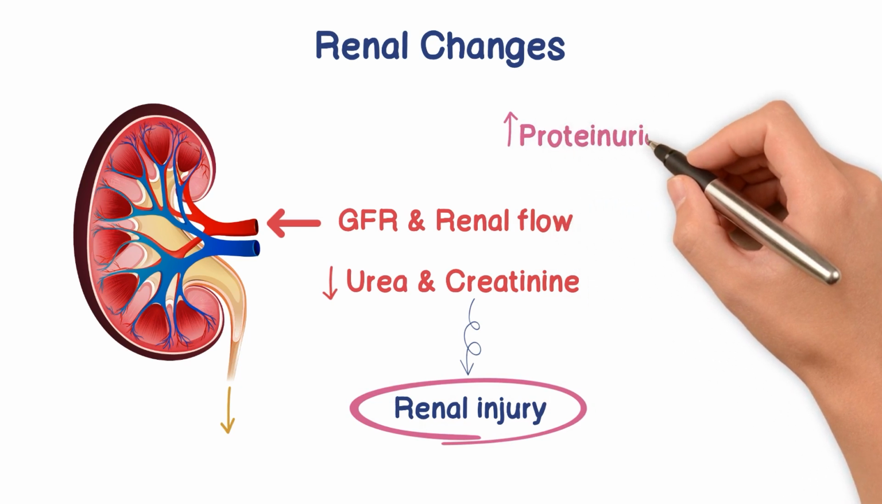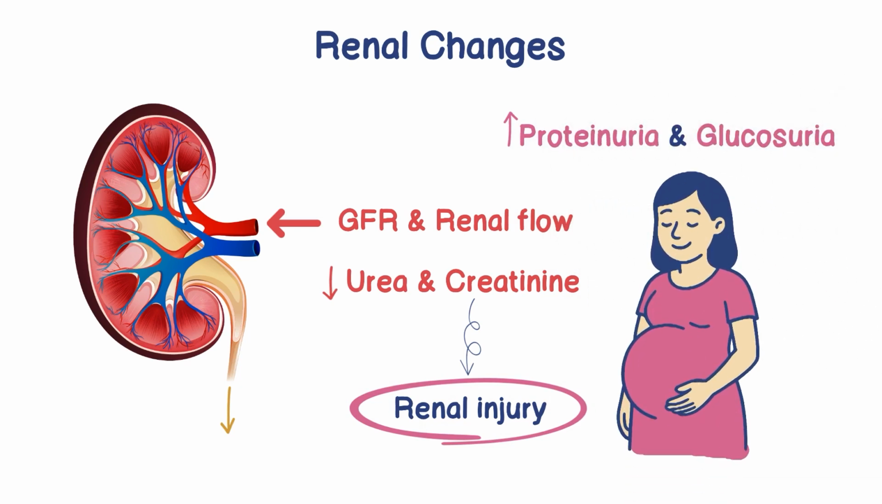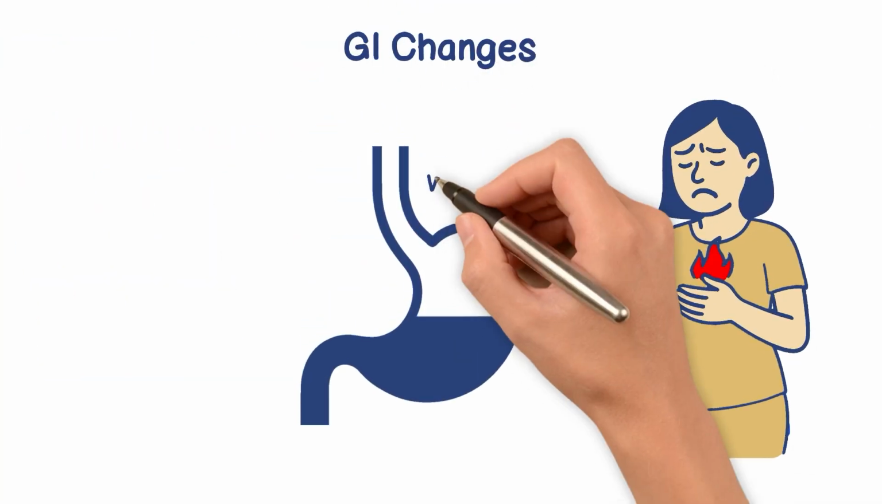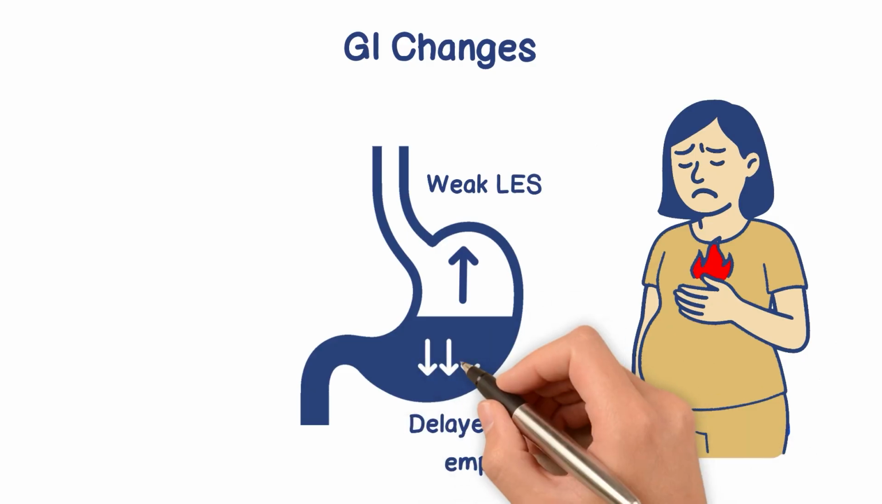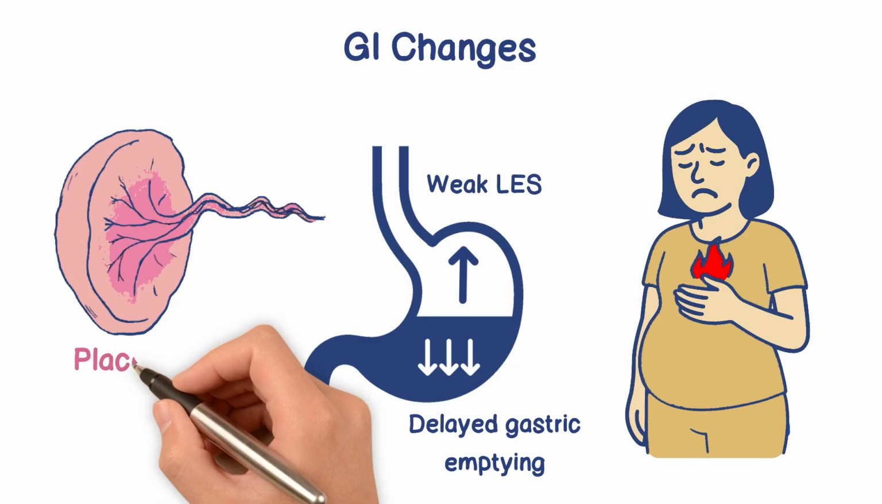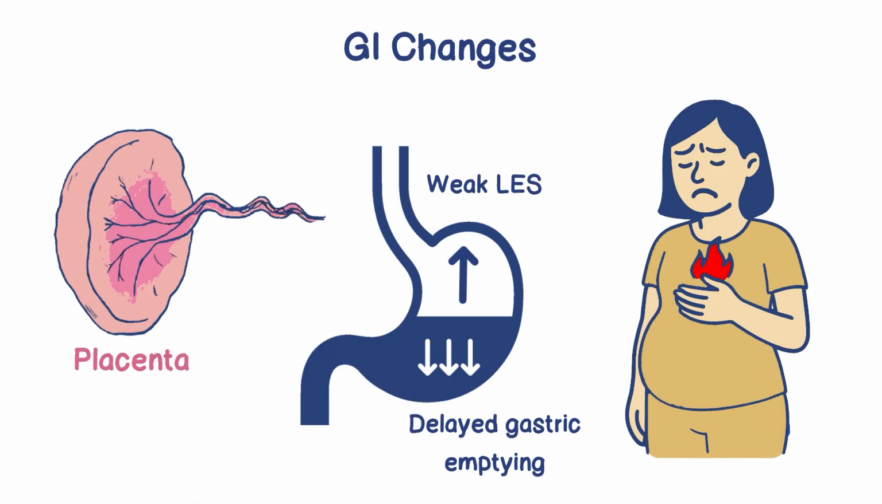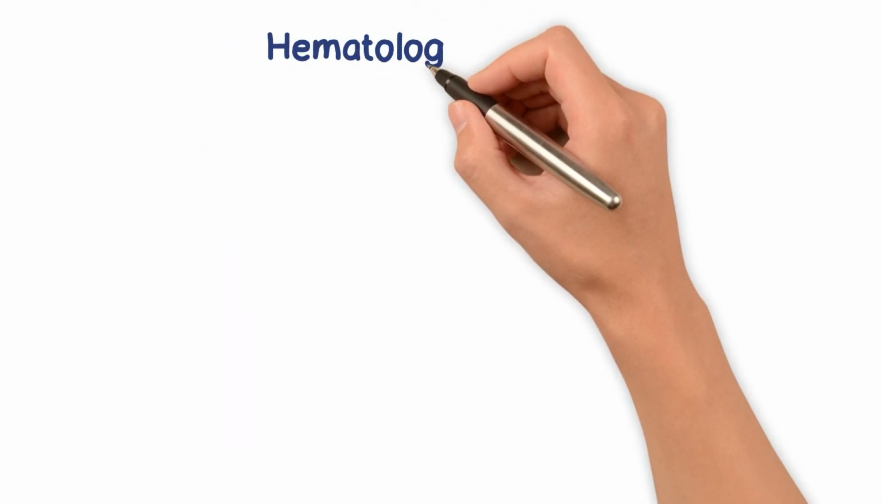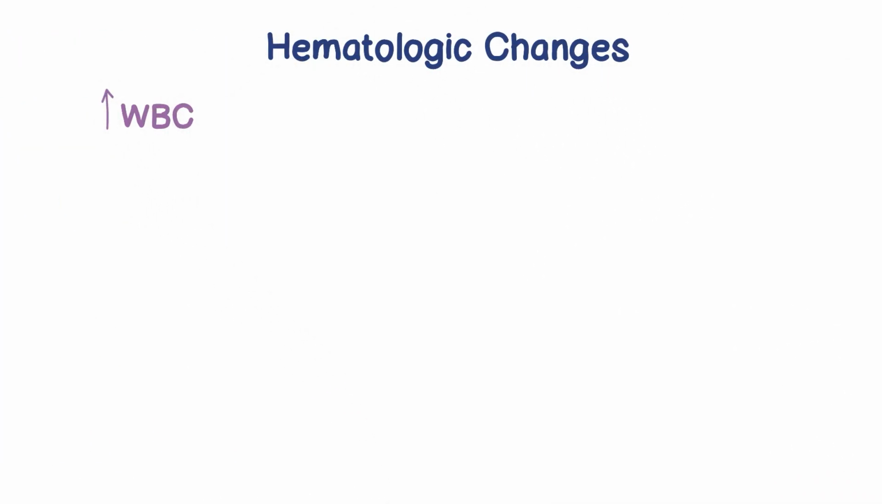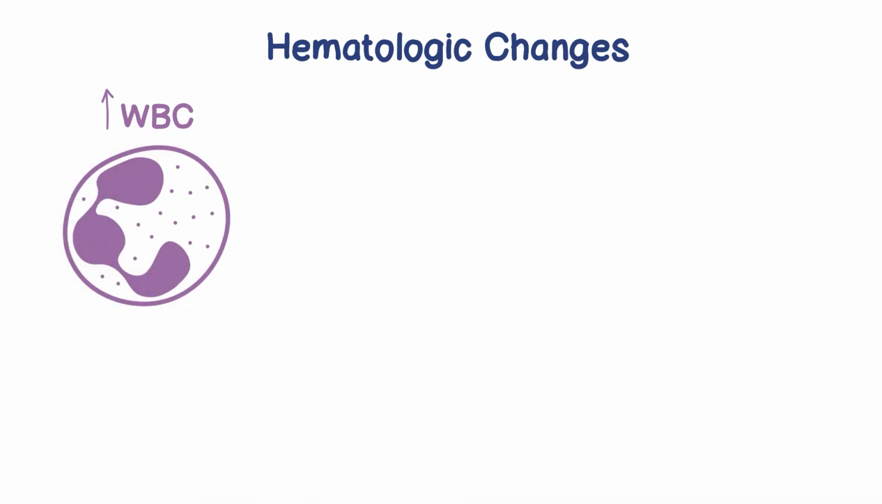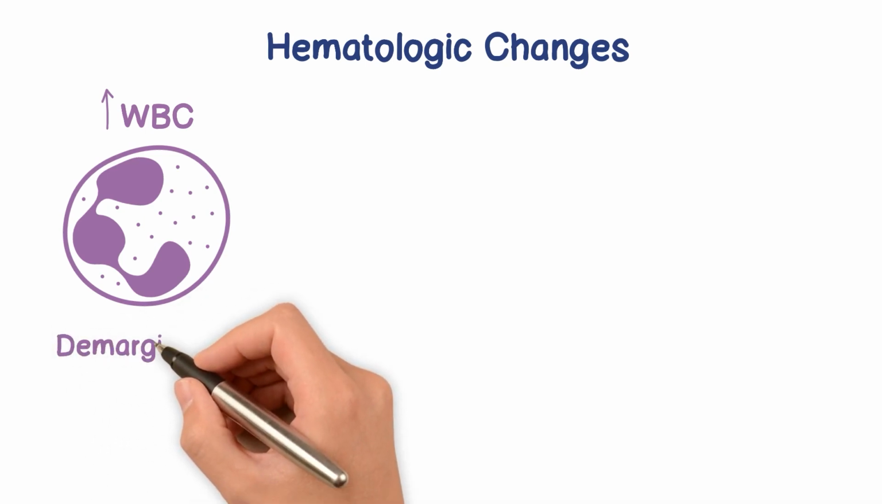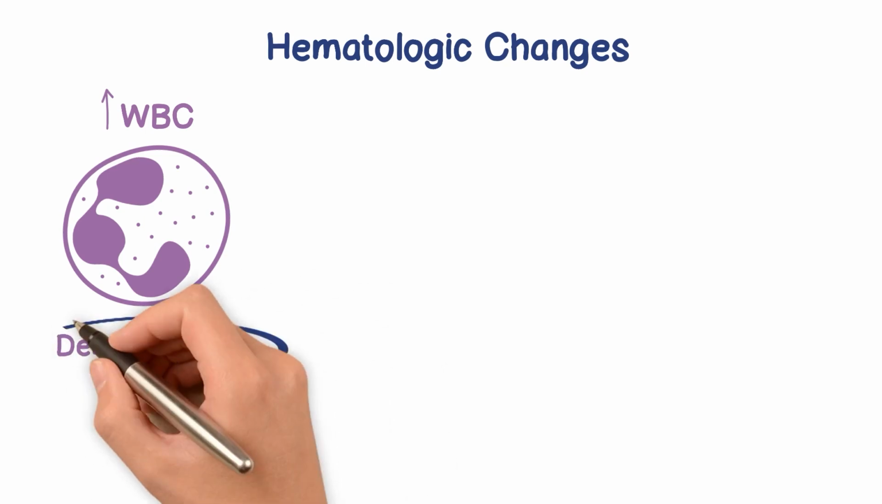Proteinuria and glucosuria are also common and may be normal in pregnancy. Acid reflux is nearly universal due to reduced lower esophageal sphincter tone and delayed gastric emptying. Additionally, placental production of alkaline phosphatase leads to elevated serum ALP levels. A mild leukocytosis, often neutrophil predominant, is normal and not necessarily a sign of infection. It reflects a demargination effect similar to that caused by stress or steroids.